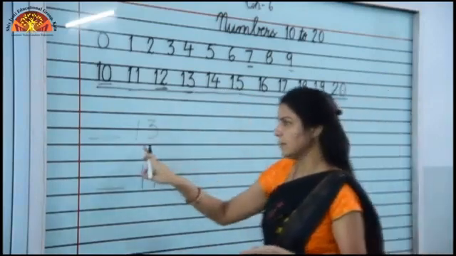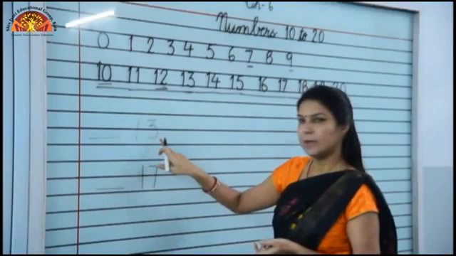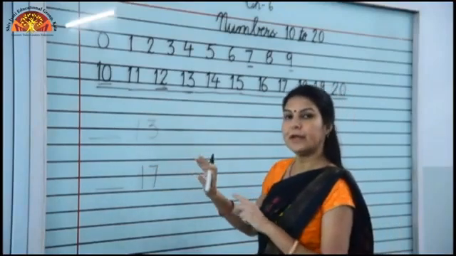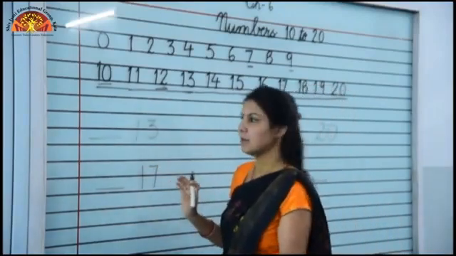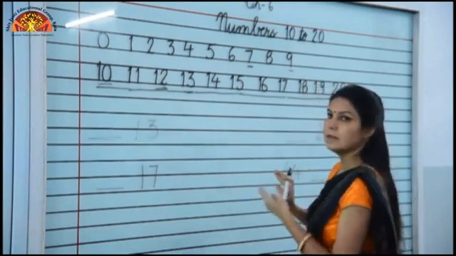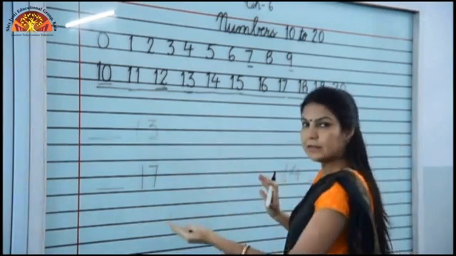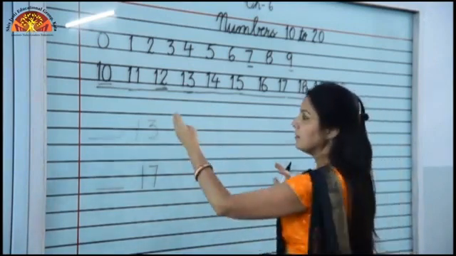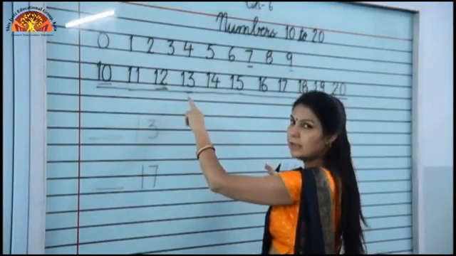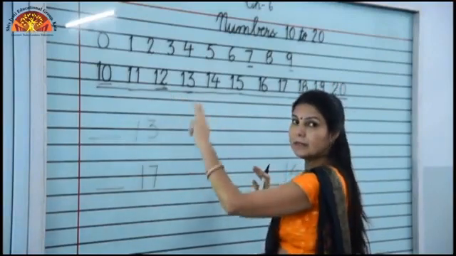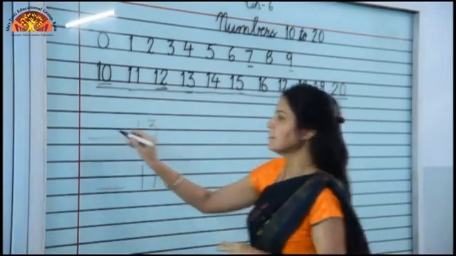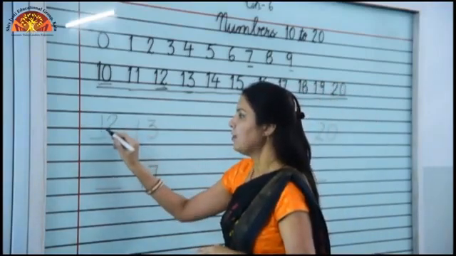Now let's see this example. 13 number is written. So we have to find out before number of this. Before number comes at the left hand side. So what is written at the left side of 13? 12 is written at the left side of 13. So this is the before number of 13.